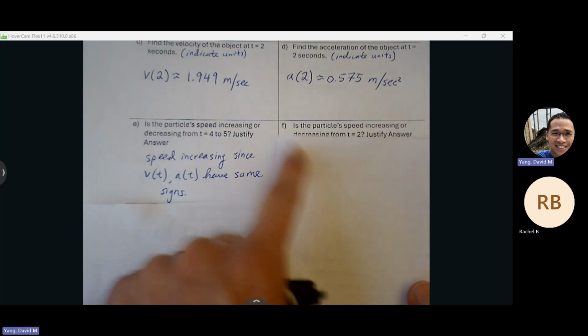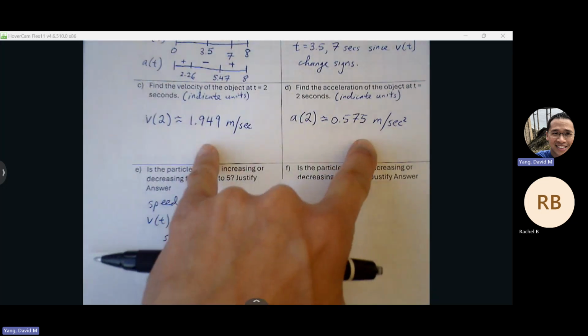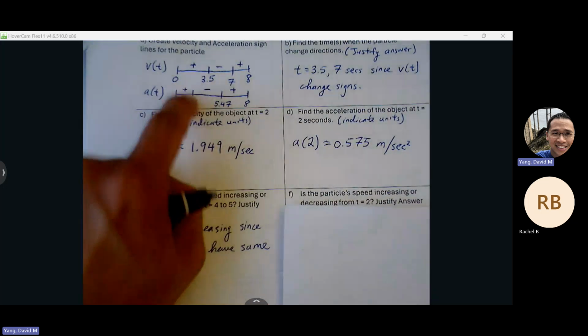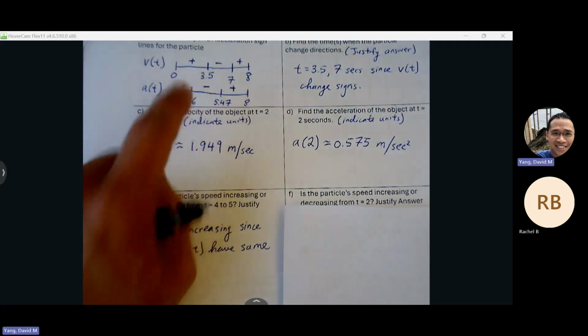Part F, is the speed increasing or decreasing at t equals 2? You can just rely on this, or you can look at here, the signs are still the same here, but they're both positive.